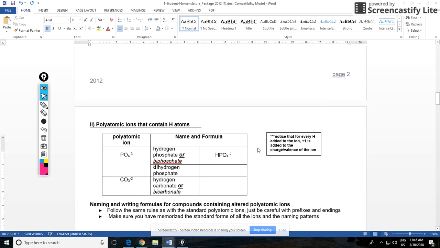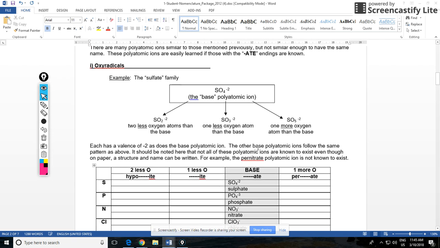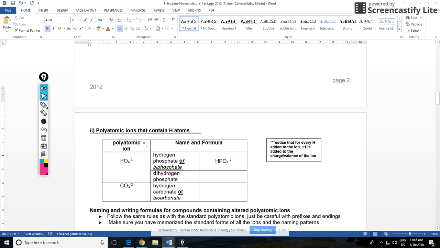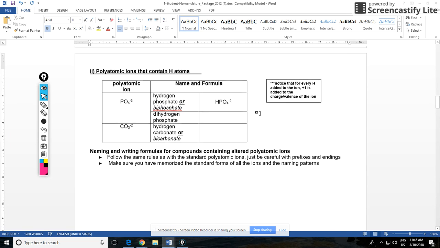In the last video, we saw how to modify polyatomic ions from the -ate version. We saw how to make the -ite, the per-ate, and the hypo-ite version by changing the number of O's that we have. There's another type of polyatomic ion modification that you can make that involves adding an H to a polyatomic ion that you've commonly seen.